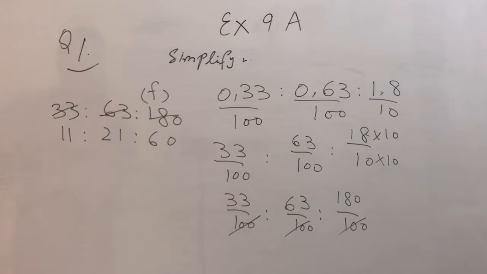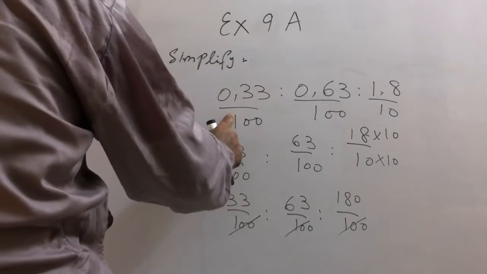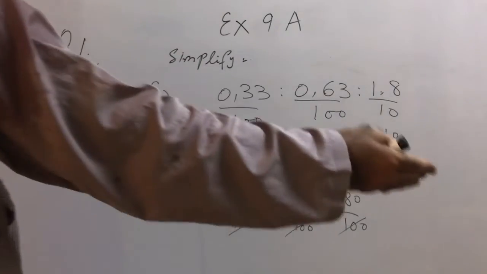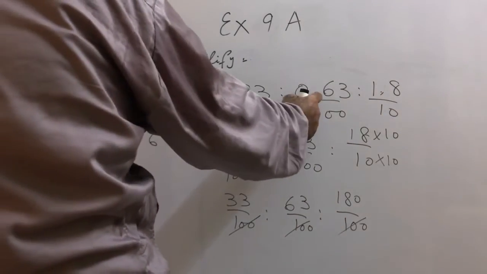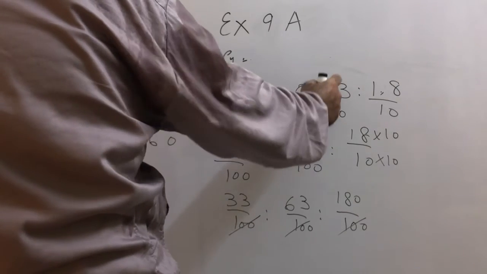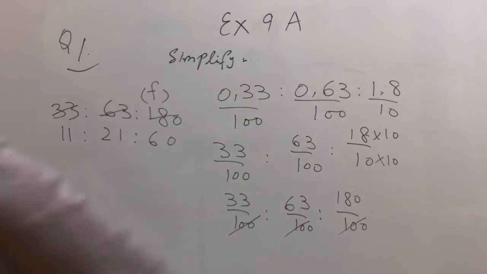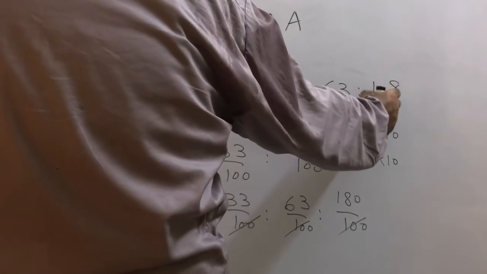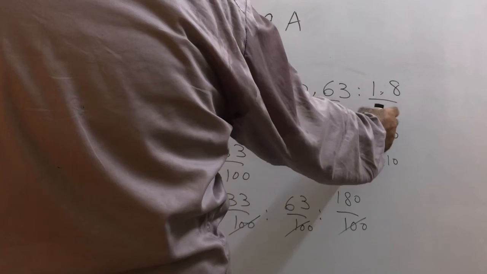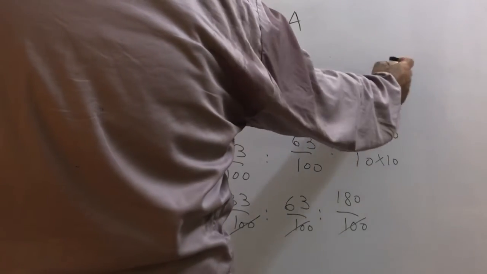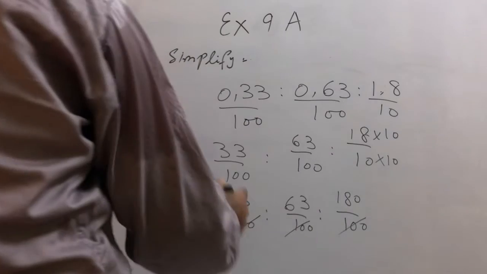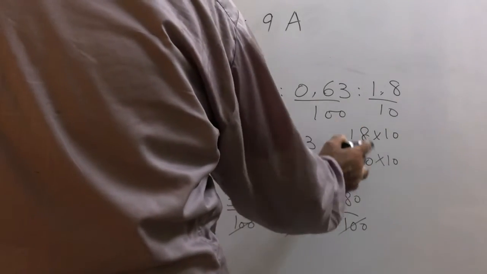So I'll recap. For part F, it was given 0.33 ratio 0.63 ratio 1.8. In the first step we just removed the decimal and put 1 under it, and there are 2 digits on the right side, so we put 2 zeros. Here similarly we put 1 under the decimal, and there are 2 figures on the right side, 2 zeros. Here there is only one digit on the right side, so we put one 0. It became 33 over 100, 63 over 100 and 18 over 10.